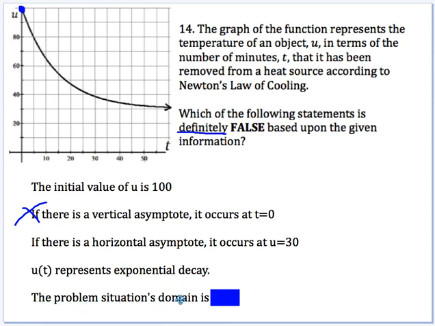The problem situation's domain is blank. When I'm looking at my domain, it starts at 0. When x is 0, it's going to be a bracket 0, and it's going to continue on to infinity. So it should look like this. Again, lots of different versions of the test. Any one of these 5 statements could be true or false. I could change lots of the numbers. So check your graph, check your numbers, and figure out which one you can definitely say was false.